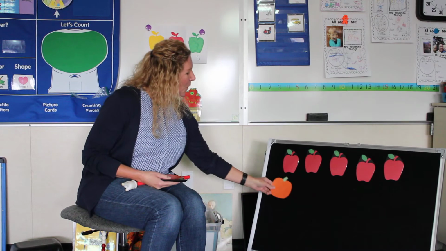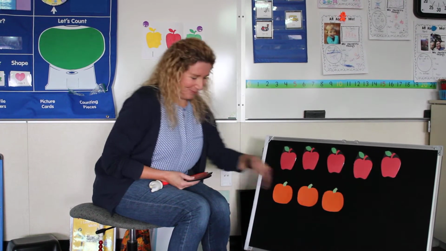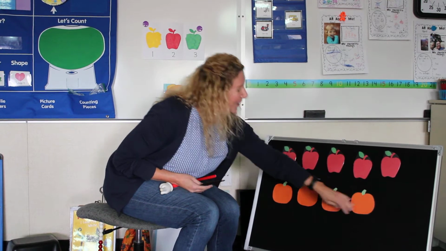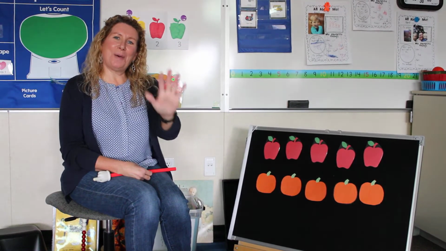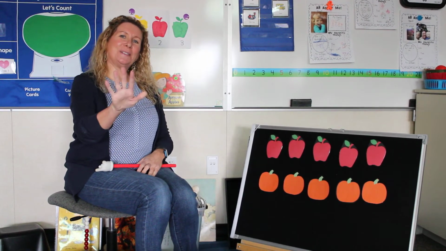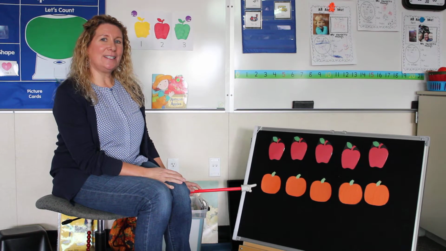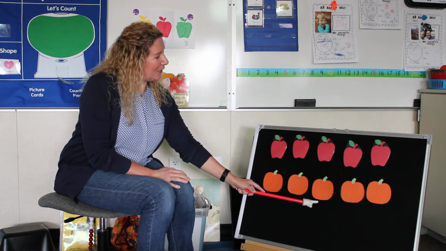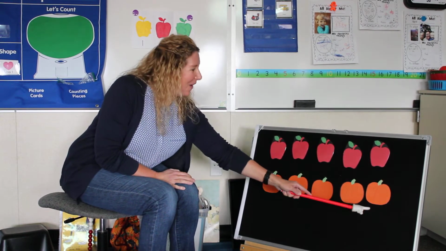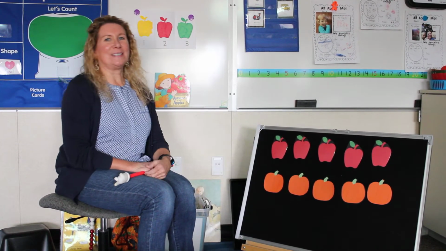Help me count them. 1, 2, 3, 4, 5. 5 pumpkins. I had 5 apples and 5 pumpkins. Let's double check and count those pumpkins. Start with 1. Get ready. 1, 2, 3, 4, 5. Yes, 5 apples and 5 pumpkins.